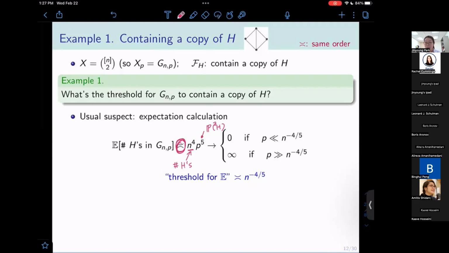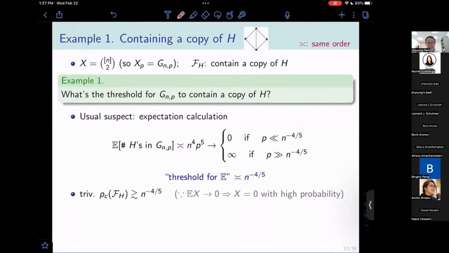Then we can easily see that this expectation tends to 0 if p is much smaller than n to the negative 4/5, and tends to infinity if p is much larger than n to the negative 4/5. In this sense, we can say that n to the negative 4/5 is the threshold for the expectation, because this is where the phase transition happens in terms of expectation. This expectation computation is very easy, and it gives us a trivial lower bound on the threshold. If we are below n to the negative 4/5, then the expectation tends to 0, so typically X is 0, or X is 0 with high probability.